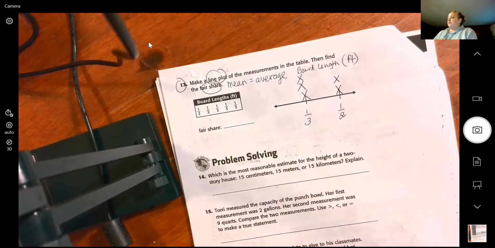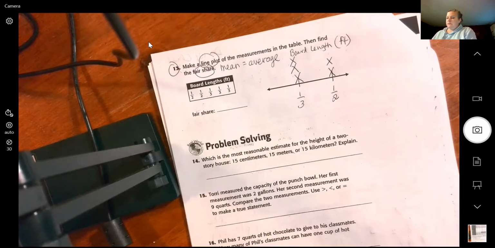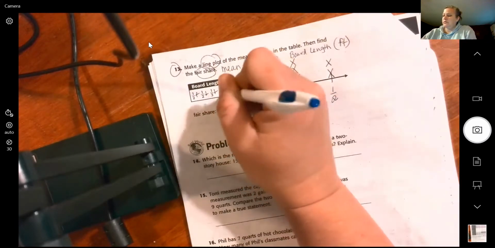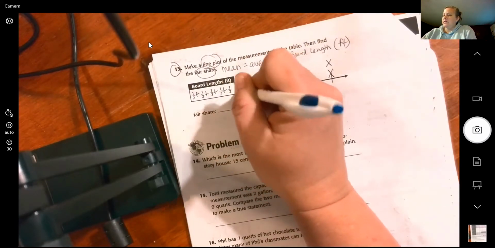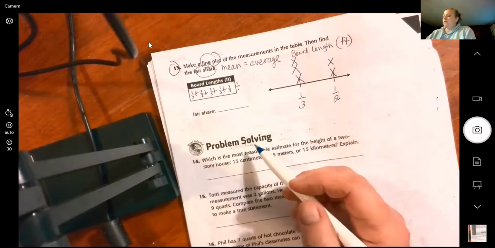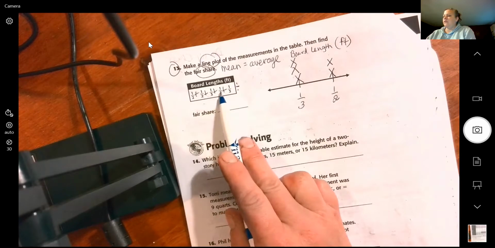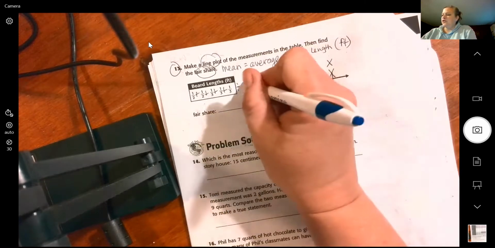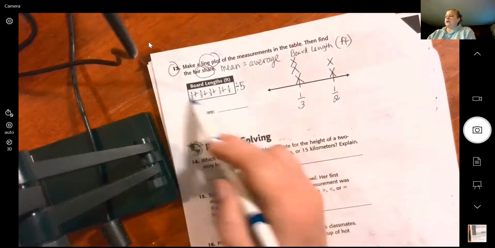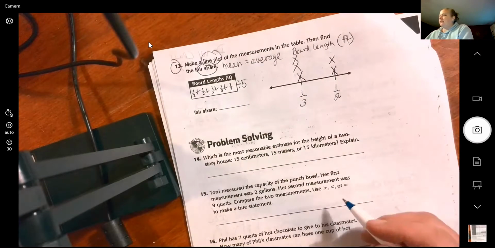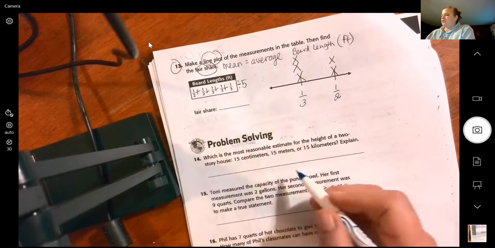How do I find a fair share? We're going to add these up and divide by the number of numbers. The number of numbers is 1, 2, 3, 4, 5. Because we're splitting these between all of them. It's like we put all the board together and divided it equally for a fair share.